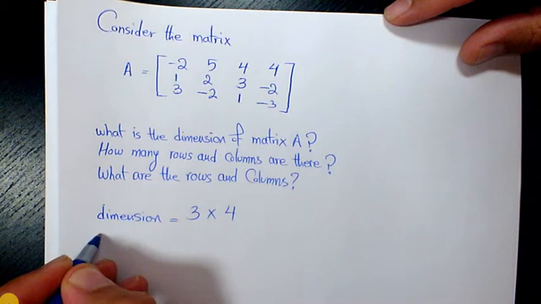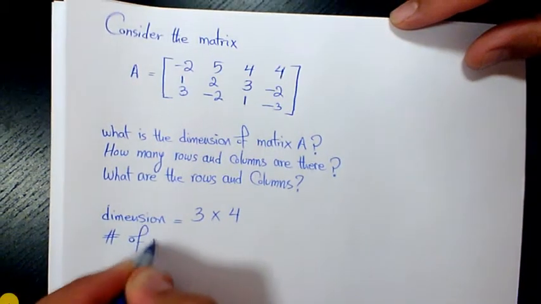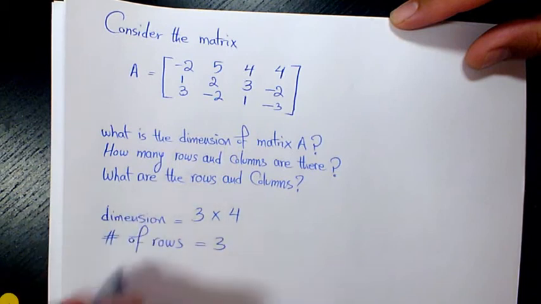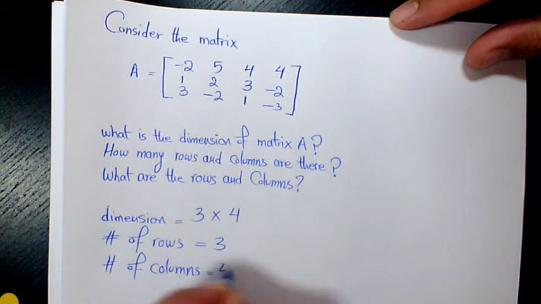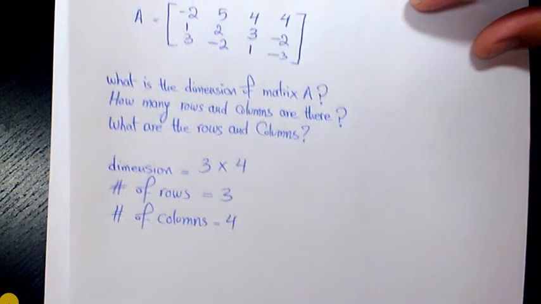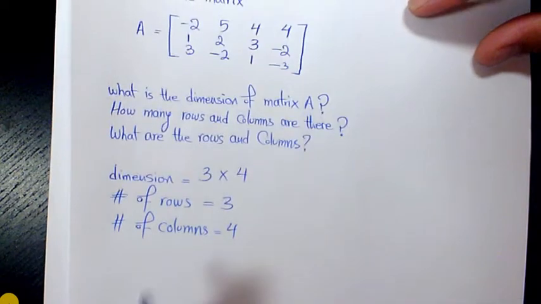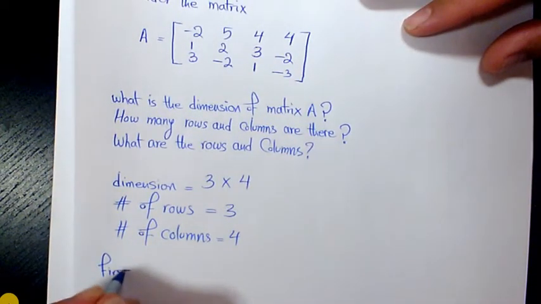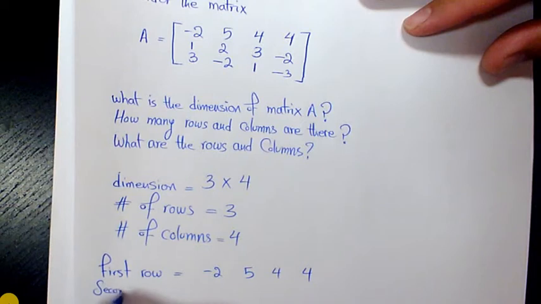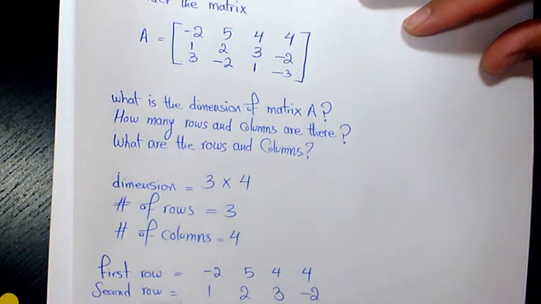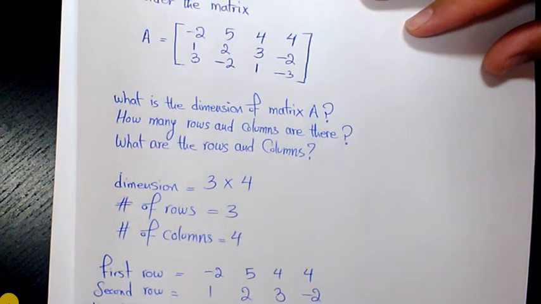And it says the number of rows is going to be 3 and the number of columns is going to be 4. Next question, it says what are the rows and columns? I'm going to say the first row is -2, 5, 4, 4. The second row will be 1, 2, 3, -2. The third row will be 3, -2, 1, -3.